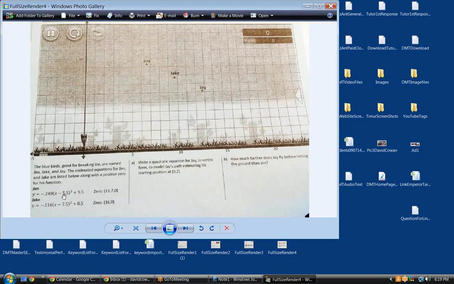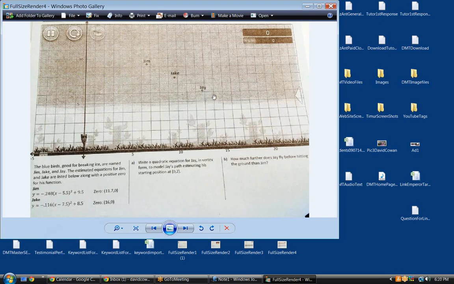Jim's vertex is 5.5, comma 9.5. Mm-hmm. And his 0 is 11.7 is where he's going to hit the ground. Right. Jake's vertex is 7.5 to the right of Jim, and the y-coordinate is 8.5. Okay, I'm getting that now.